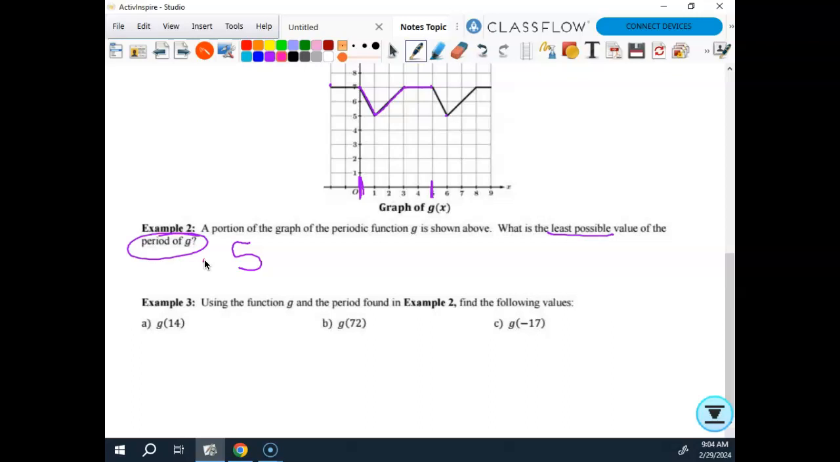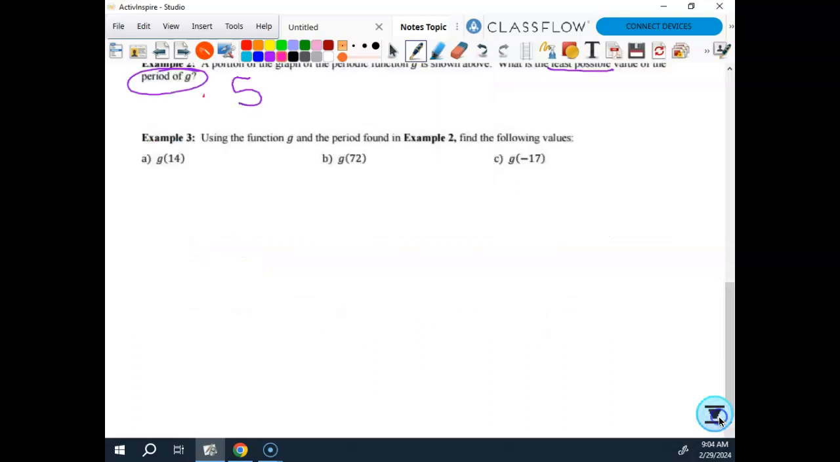When I have g of 14, how many 5s evenly go into 14? 2. Okay, so I can rewrite this as g of 4 plus 2 times 5, where 5 is the period. And I'm going to abbreviate period as PD, so we don't have to write it over and over again. Sometimes I'll abbreviate it just as P, but I want you to make sure you understand what's happening. So if I go to 4, and then I go 5 down, and then 5 down again, all those y values should be the same, right? So this is the same as g of 4.